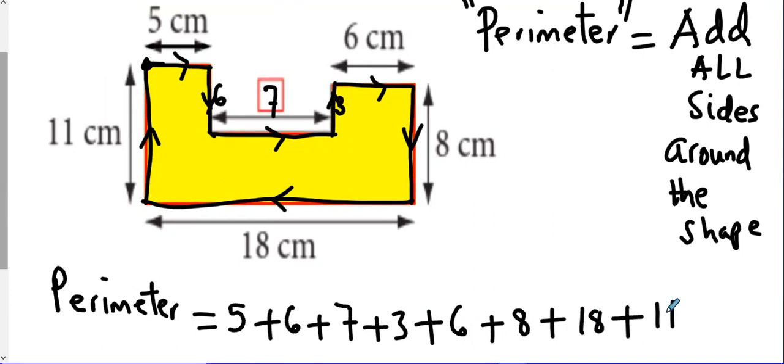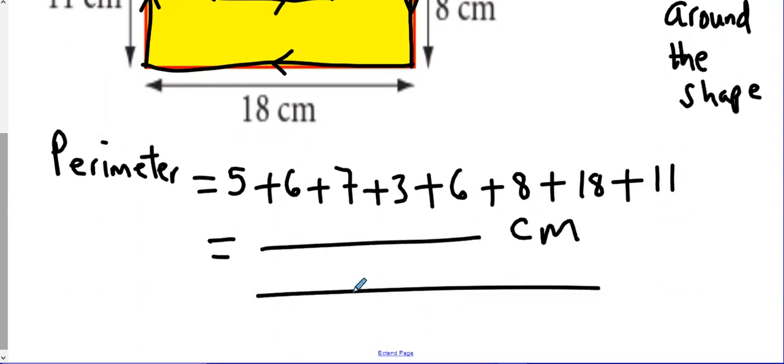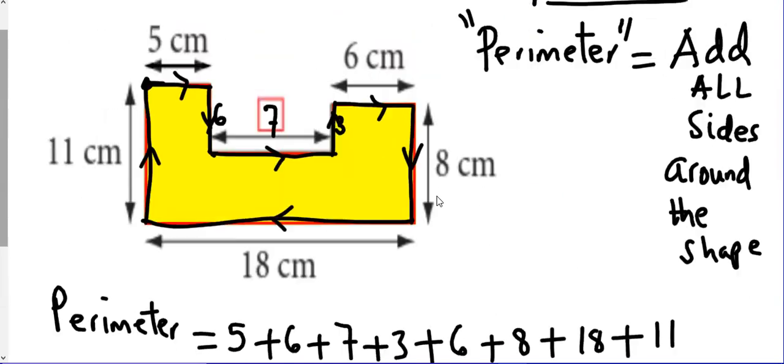Because perimeter is just add all the sides. So how do we conclude perimeter? Add all these numbers, use a calculator, but the answer will be in centimeters. Please finish that, okay? Now I have to stop here, and then I want to give you a homework.